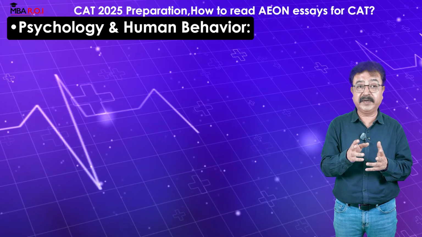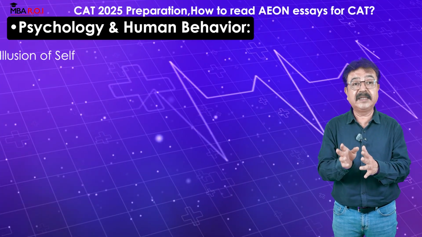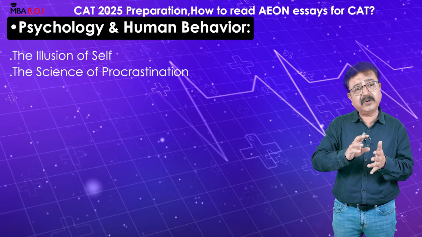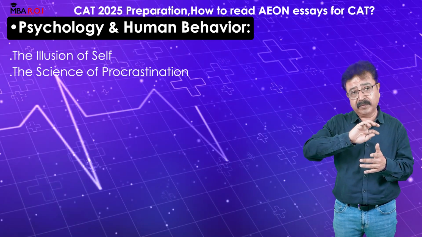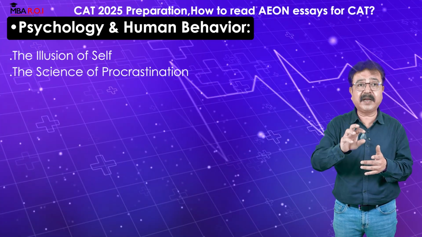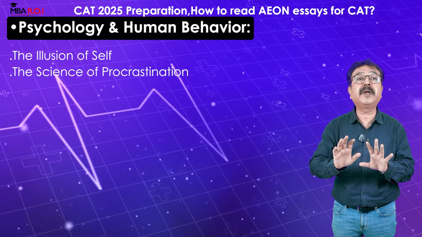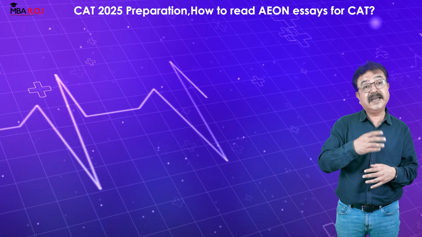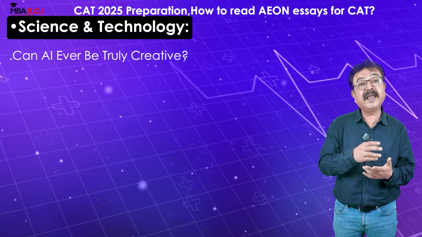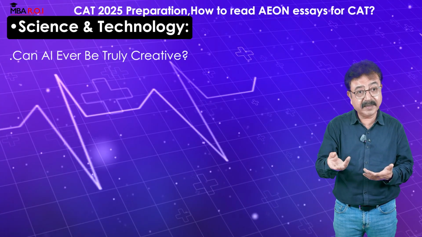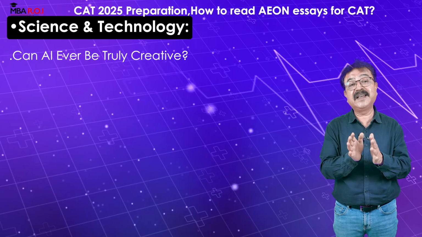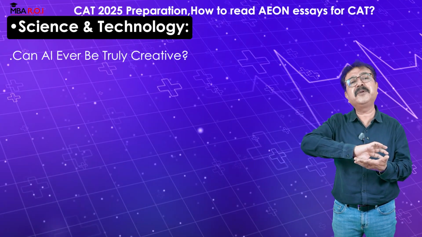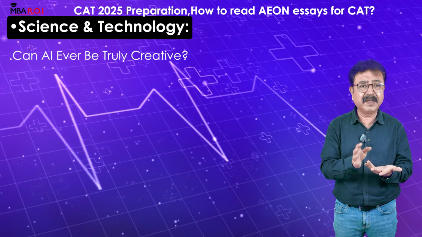Psychology and social behavior: the illusion of self, the science of procrastination. The science of procrastination is not only a wonderful thing to read for RCs in CAT, it will also be an eye opener for you, and you might stop procrastinating. Science and technology: can AI be really creative? This essay talks about the creativity of AI. It will be a mind-blowing thing for you.